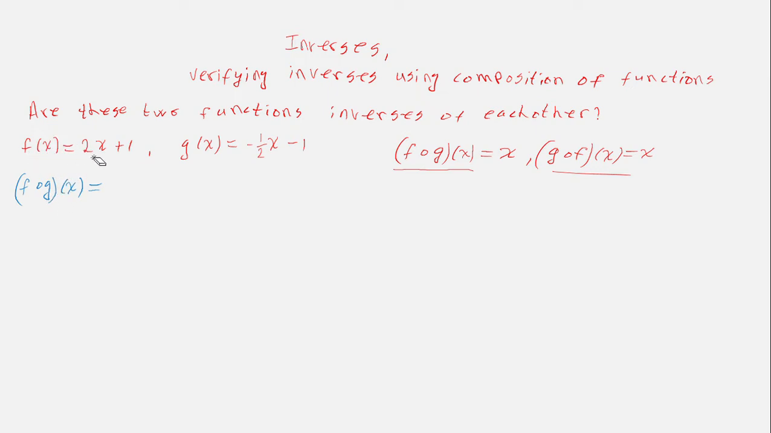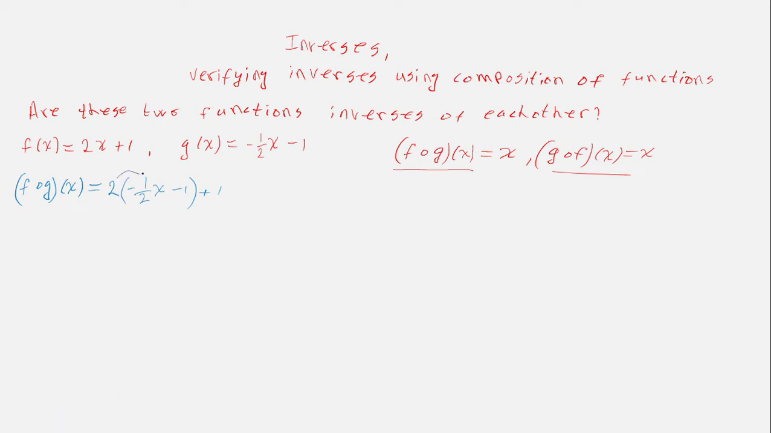So our f function is right here. So we start copying it, and then as soon as we hit an x, we need to replace that x by the entire g of x function, which is right there. So now instead of x, we would say, well, this is actually negative 1/2 x minus 1, right? Close parentheses, and then we need to continue copying the f function, which means we need to say plus 1 here, right? So plus 1.